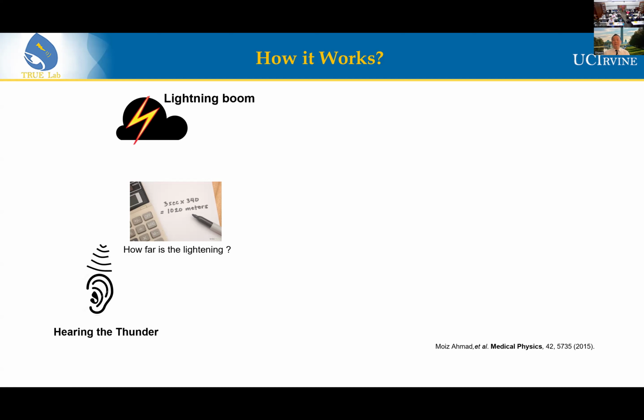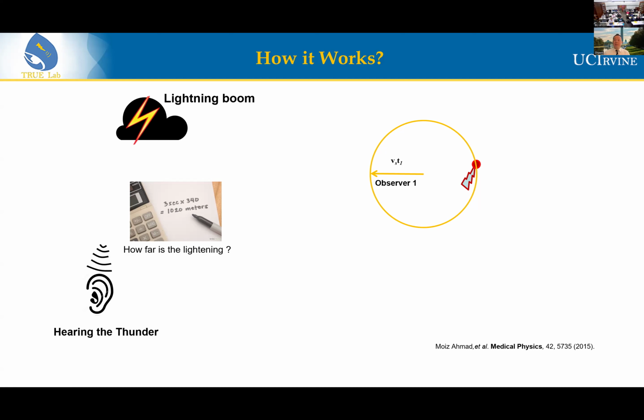And also based on the amount of sound we heard, we can estimate how strong the lightning event was. So we are following the same physics principle for this biomedical application in photoacoustic imaging. Now imagine that you have one point source, anything that absorbs light, and then you have one detector. You know that the source of optical absorption is on this circle, right?